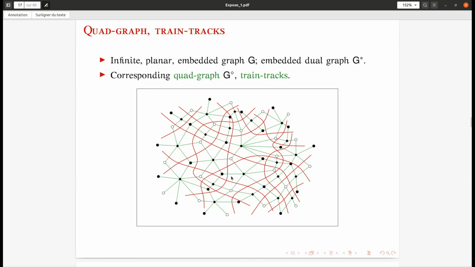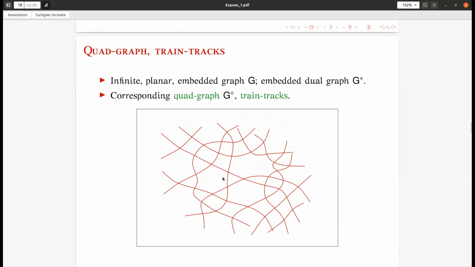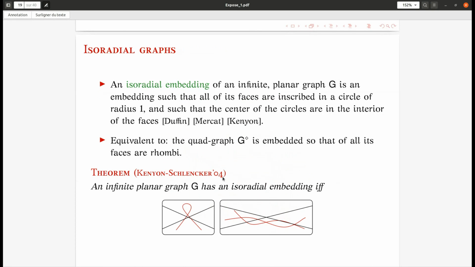And from the train tracks, you can also reconstruct the quad graph and then G and G star. So you can see a graph as a set of train tracks. Here in the picture, I've removed all information except the train tracks, and they encode important geometric information about your graph, as we will see. But first, in the first slide on the Harnack curves, I was speaking sometimes about isoradial graphs.